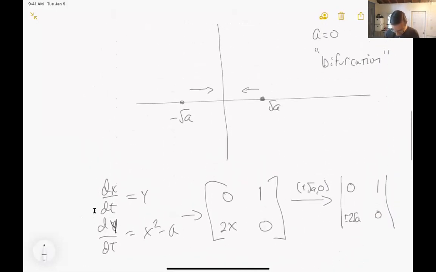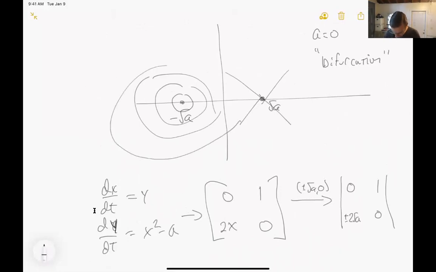So what we're seeing in the picture is a center tangency around minus root a and some sort of saddle tangency around root a. So I would guess it looks something like this. We saw a picture kind of similar to this last time, where it probably goes off and does something like this.